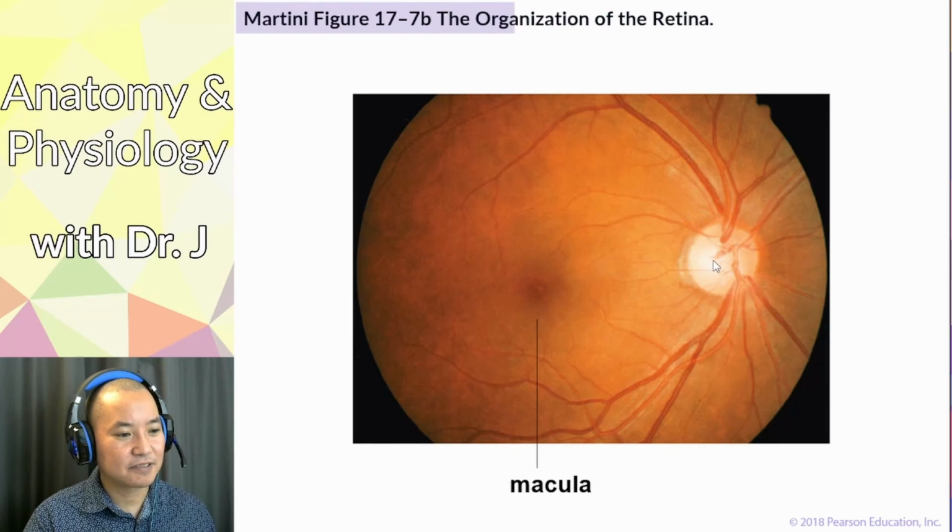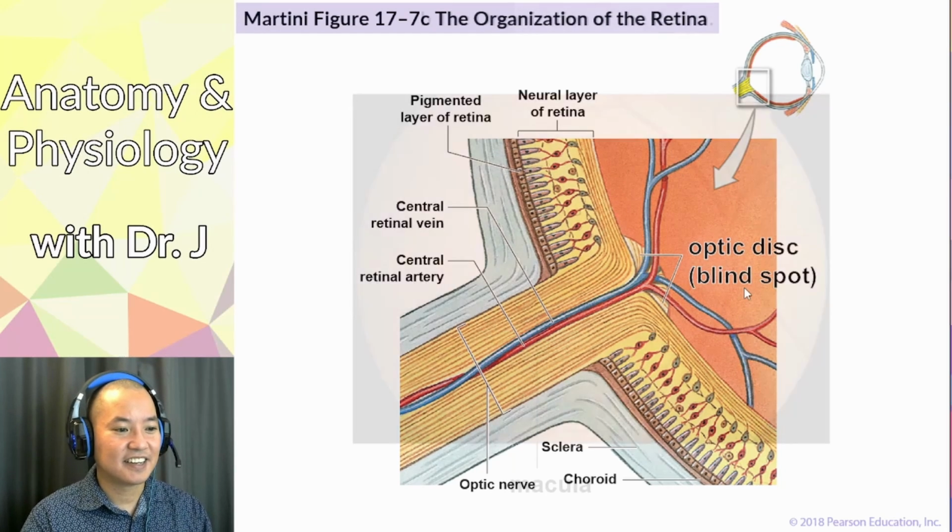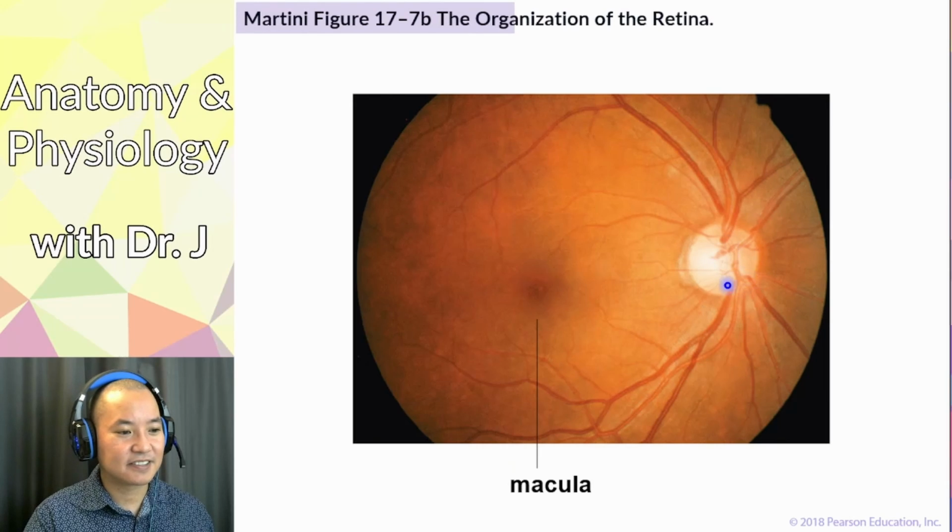Not only do we have nerves, but we also have all these blood vessels as well. So nerves and blood vessels need a way to enter and exit the eye. This is why you see all the vasculature and all the nerves entering the eye over there.